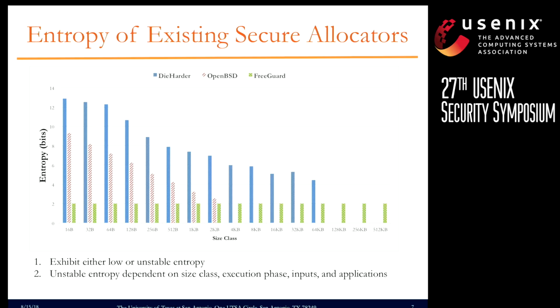So after analyzing the allocation entropy for each of these allocators, you can see the problem visualized in this chart. First, they each either exhibit low entropy, like FreeGuard with its constant 2 bits, or unstable entropy, like OpenBSD and DieHard, where the entropy starts to drop precipitously as we move toward larger and larger size classes.